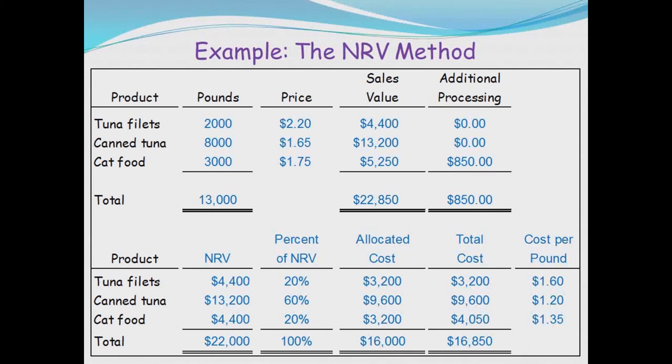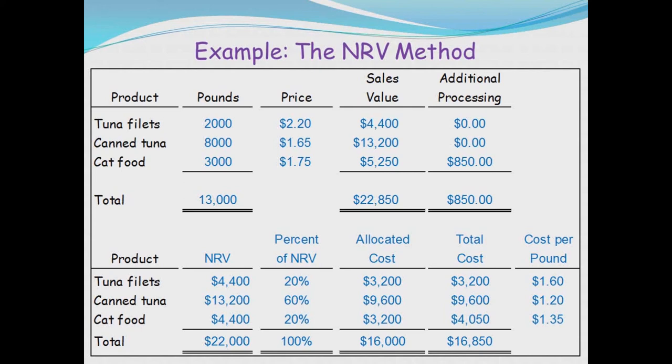Okay, so now you have your values at split off for your three products, their percents, just based upon these numbers as a percent of the total, 20, 60, 20. Numbers work out real nice in this example. And so then you take the 16,000 original cost and allocate it 20, 60, 20. You haven't forgotten about the 850. You have to add it back in over here. Figure out the cost per unit of each of your products.